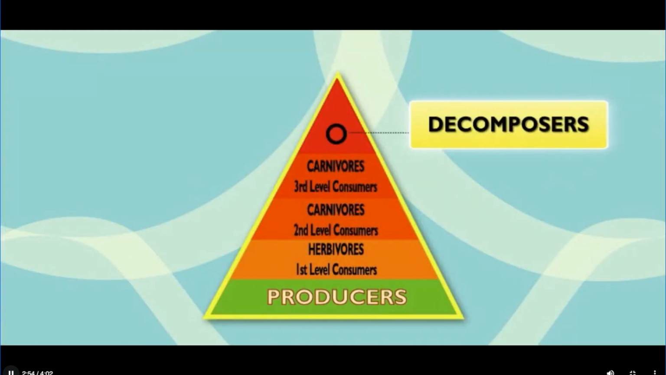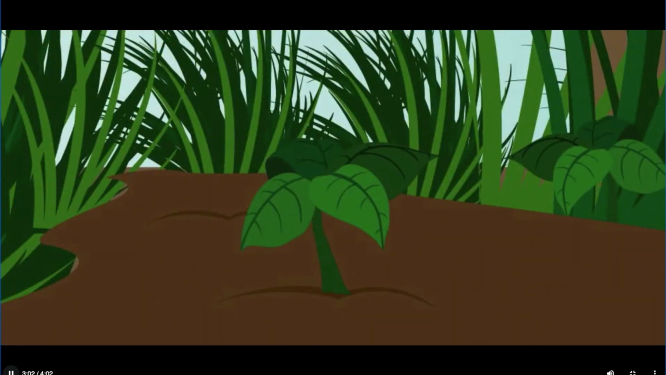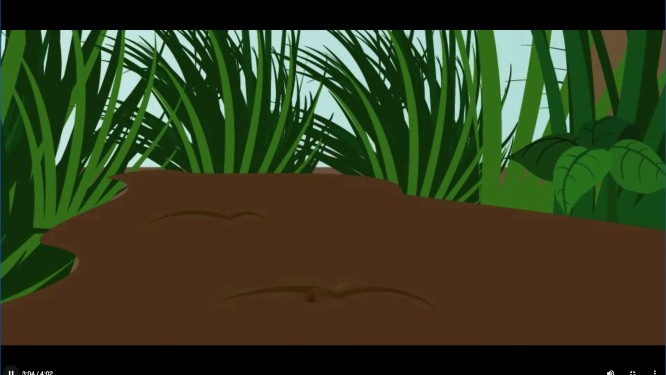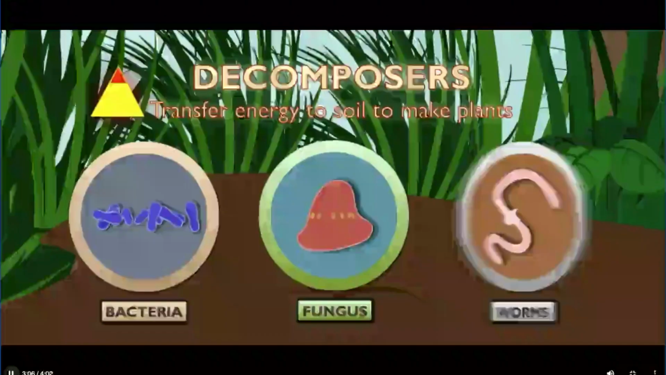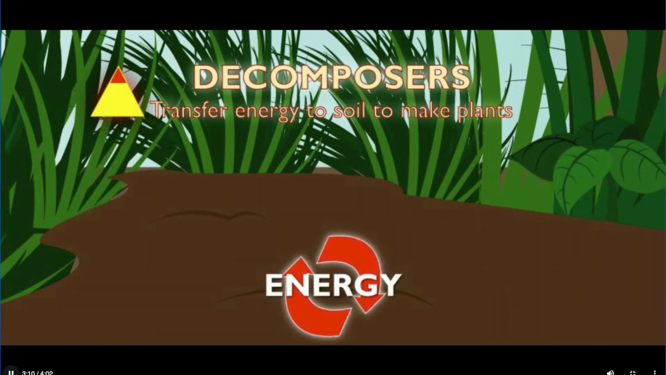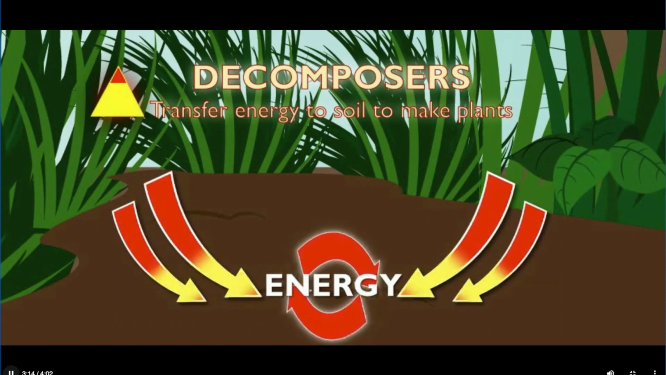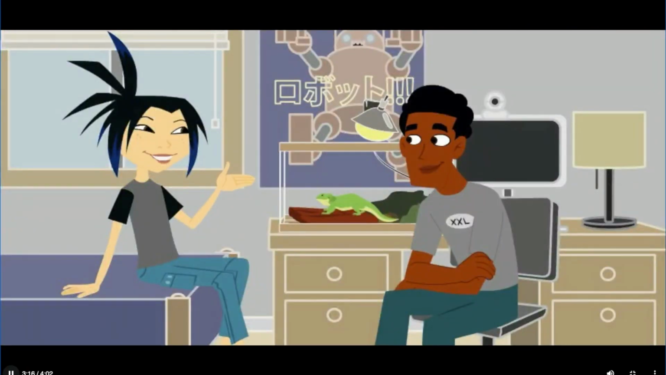Just one. Decomposers. Decomposers break down dead plant or animal matter and release the nutrients back into the soil. So that's what happens when a plant or animal dies? Right. Decomposers like bacteria break them down so the energy they contain is transferred to the soil for new plants to use again. So the energy just keeps getting reused? Exactly. And if that food chain is broken, it hurts all of the organisms on the chain, not just one.